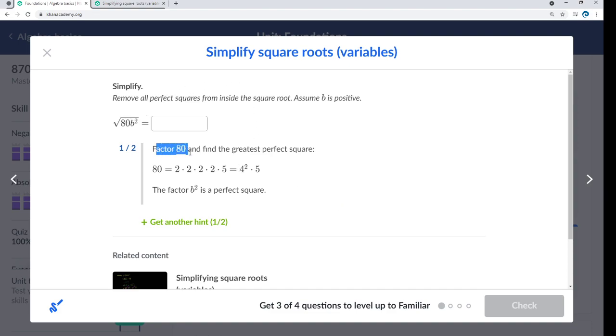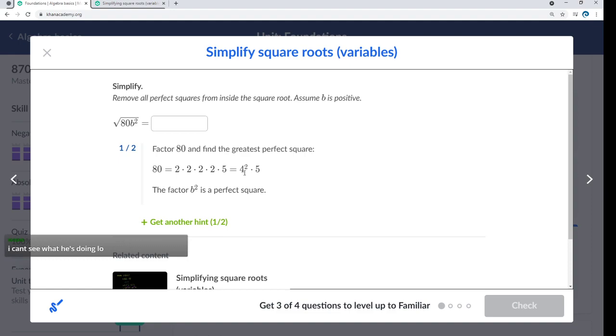So factor 80 and find the greatest perfect square. Okay, so they break it down: divided by 2, divided by 2, divided by 2, divided by 2, times 5. How do they get 4?